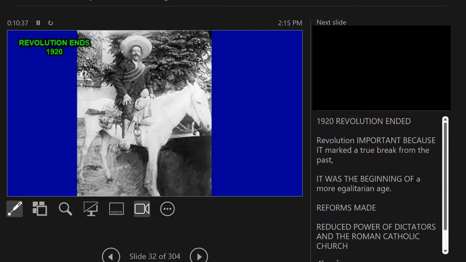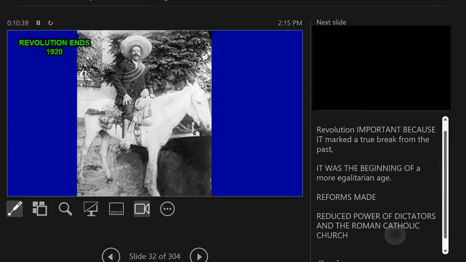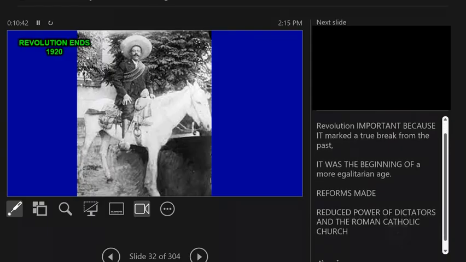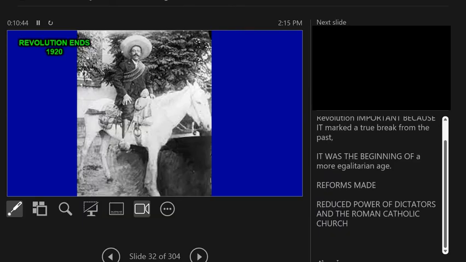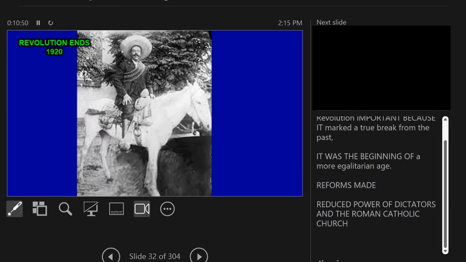In 1920, the revolution ended, and the revolution was important because it marked a true break from the past. It was the beginning of a more egalitarian age, and a lot of reforms were made. And these reforms reduced the power of dictators and the Roman Catholic Church in Mexico.